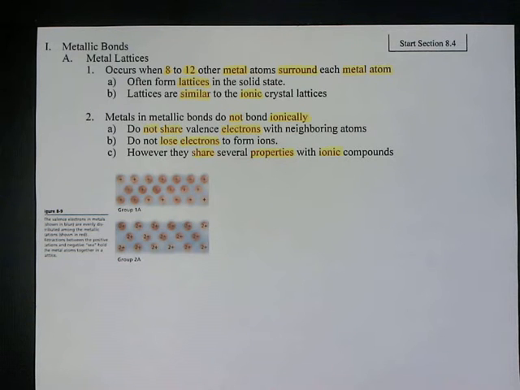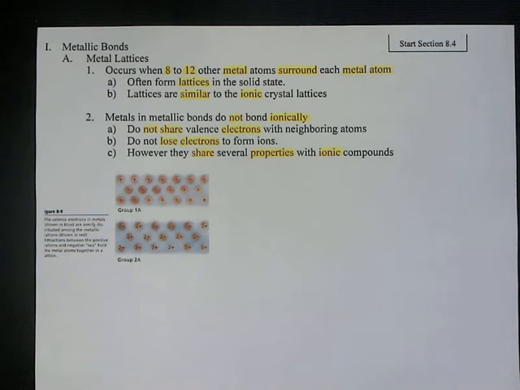Today we're talking about section 8.4, which deals with metallic bonds and properties of metals. The objectives for this lesson are to describe a metallic bond, explain the physical properties of metals in terms of metallic bonds, and define and describe alloys. Okay? So we get started here with our basis of metallic bonds.